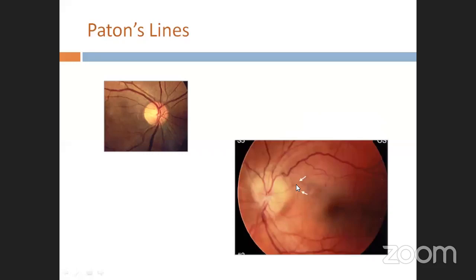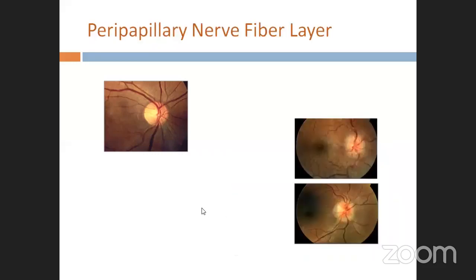These lines are due to displacement of the sensory retina away from the disc due to edema. This is an earlier stage before the edema of the nerve fiber layer. So these are pattern lines, and this is a characteristic feature of early papilledema. And this is a true disc edema.